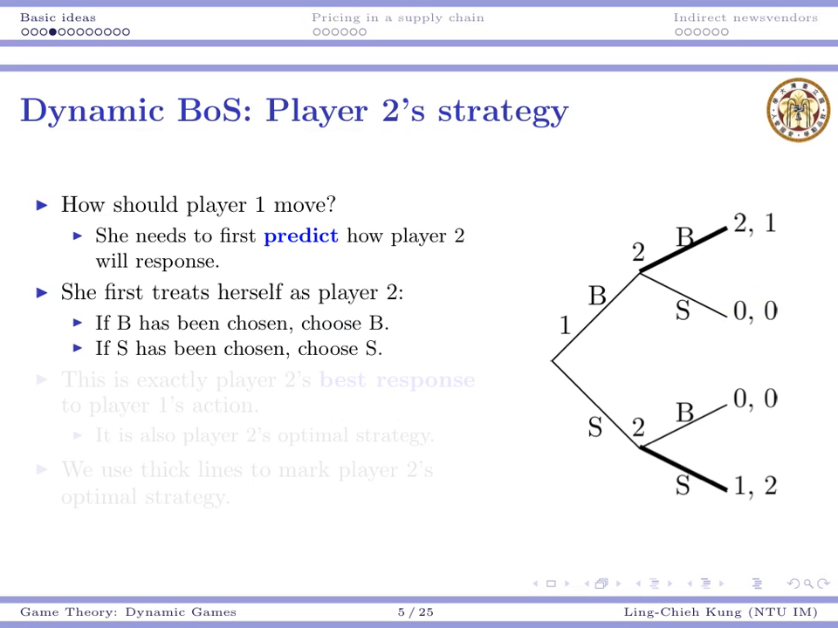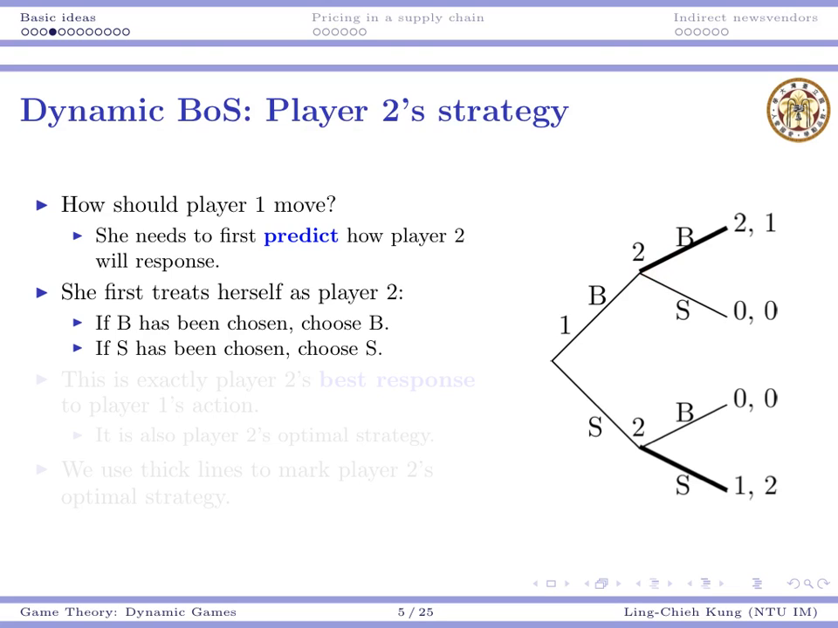So let's try to solve this problem. Our question, of course, is how should player 1 move? And it turns out that player 1 should first predict how player 2 will respond. This is actually true in general. Even for a static game, when one makes a decision, he somehow needs to predict or estimate what the other player will do. Here it is the same thing. So for player 1, this case is easy. Player 1 can first treat herself as player 2. So suppose I am player 2. What will I do in either case?